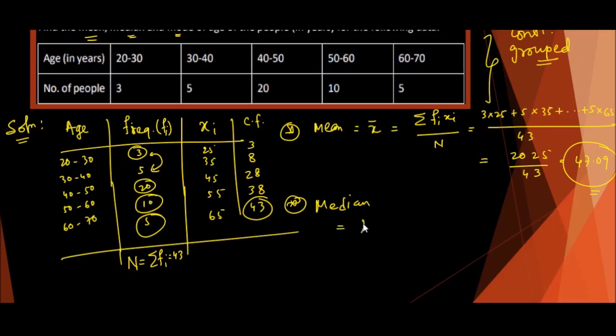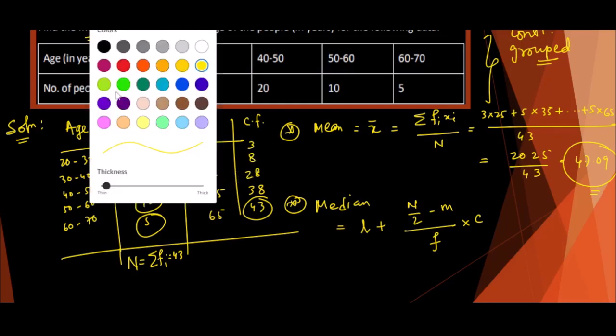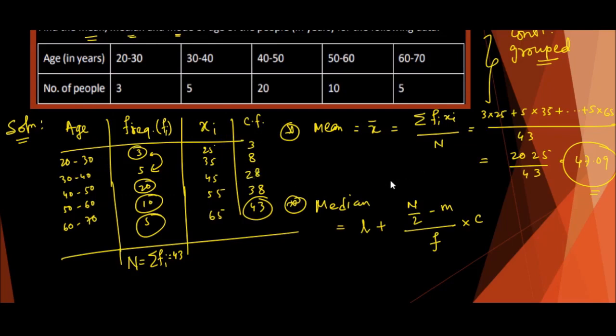You have L plus (n by 2 minus m) divided by f into c. Okay, so this is your formula. Now for this purpose you need to find your median class. This thing you need to find. See, for that purpose here you can see n by 2. What is n by 2? n by 2 means 43 by 2. What is the value?